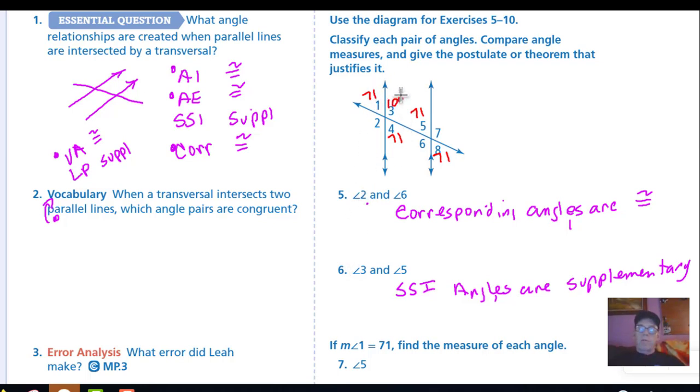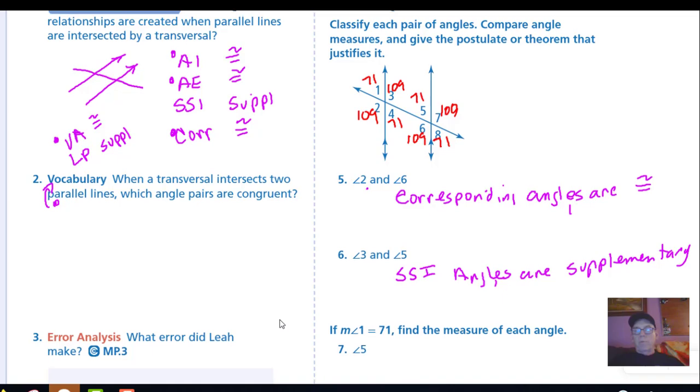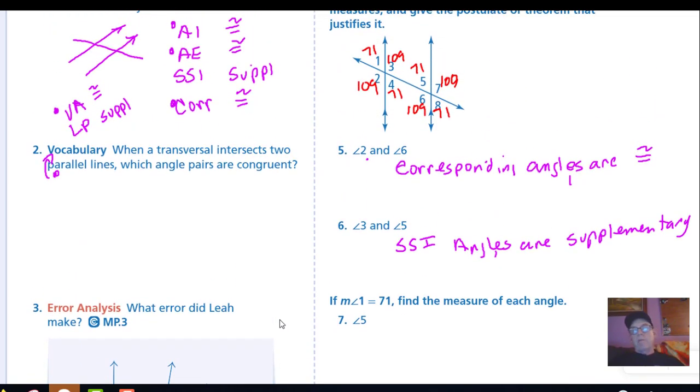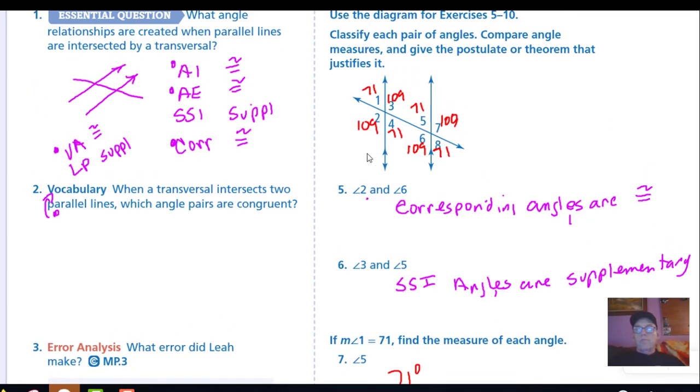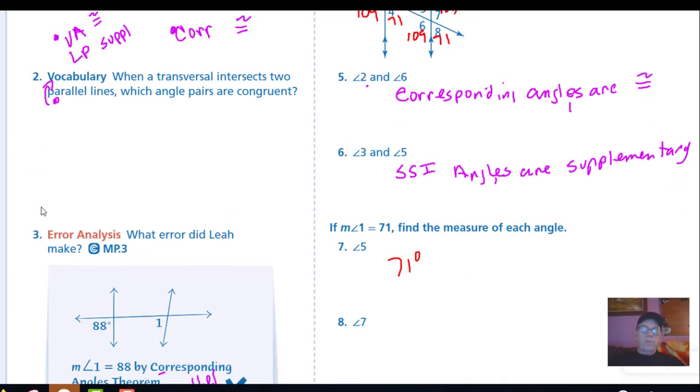So this is going to be 109 for 3, 109 for 7, either linear pair or corresponding position. Linear pair or vertical, 109 for 6. And by vertical with 3, or by linear pairs with 1 and 4, we get 109 for the measure of angle 2. So we've got all those different angles that are set up when 1 is a 71. Angle 5 is going to be 71 degrees. And angle 7 is going to be 109 degrees.